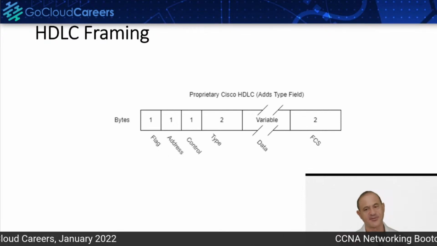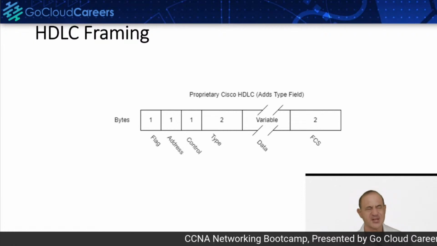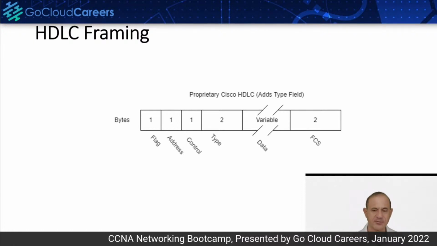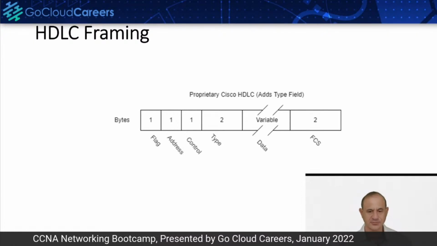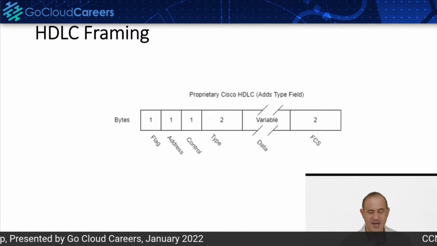But this is a fantastic protocol. It's in use all over the world. And Cisco is the majority of the network. So keep that in the back of your mind. And the framing looks like this. You've got a flag, an address, a control, a type, and a variable data field, and a frame check sequence. Just like everything else, it's all the same in every language that we're talking about. That's what we do.